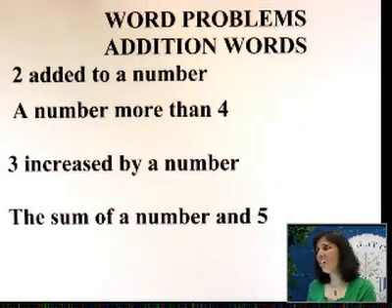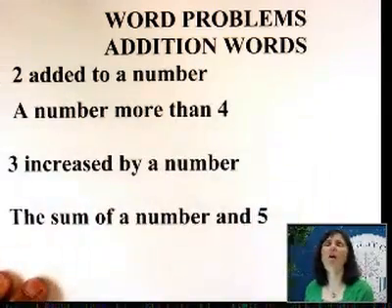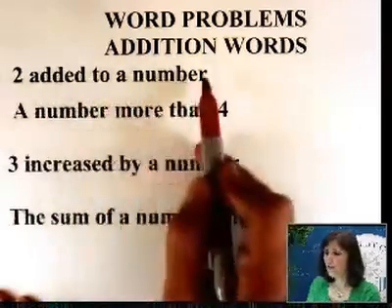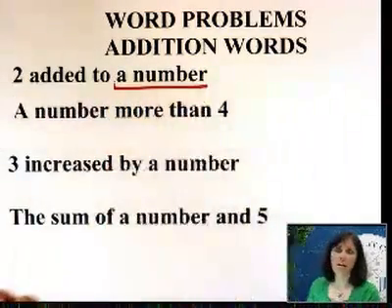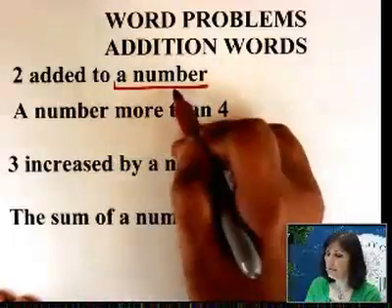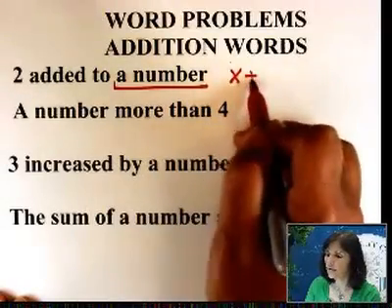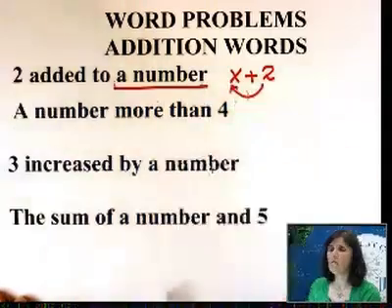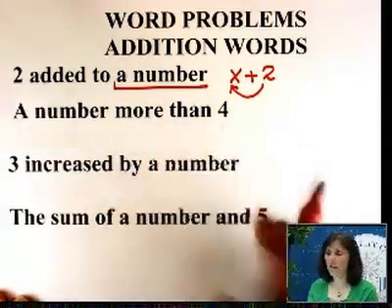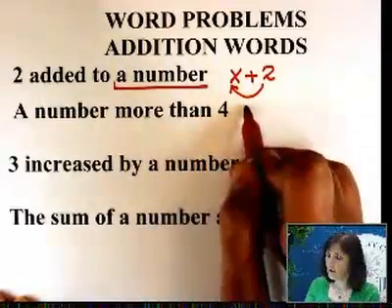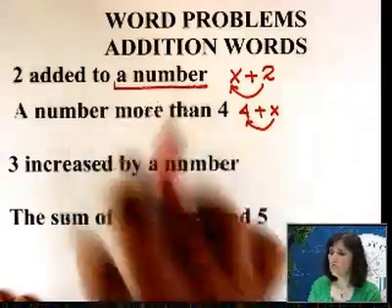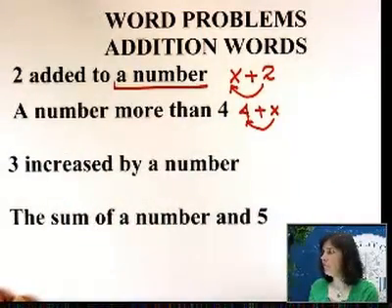I will just show you the addition words, and make sure you put these in flashcards and then learn how that works. When you see a number, put an X in there, okay? So, to add 2 to a number, this passive tense, number goes first: X plus 2. 2 is added to a number. Next one, a number more than 4. A number is more than 4. So you have 4, and a number is more than that. So these two are backwards. Make sure you know that.